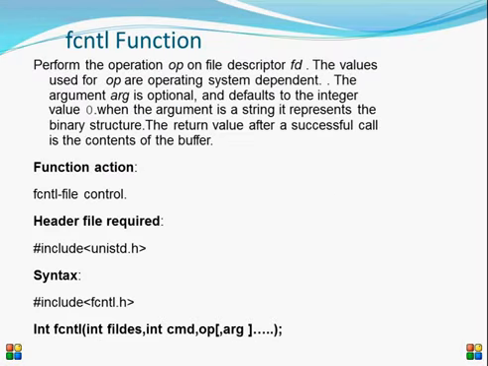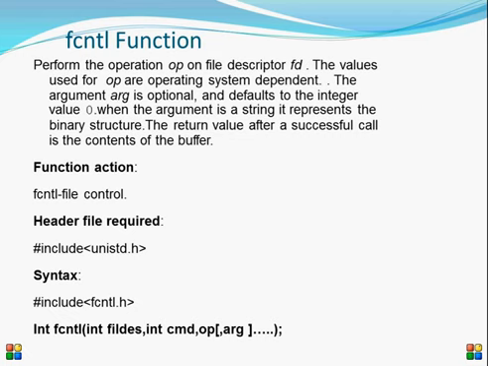The first one is the fcntl function. It performs the operation op on the file descriptor fd. The values used for op are operating system dependent. The argument arg is optional and defaults to the integer value 0. When the argument is a string, it represents a binary structure. The return value after a successful call is the contents of the buffer.